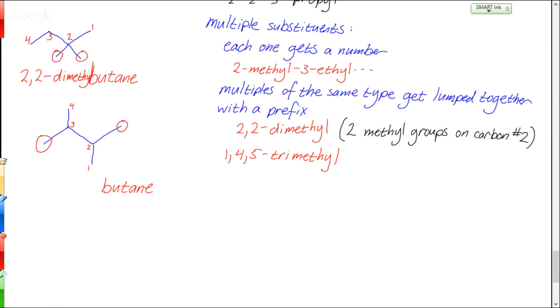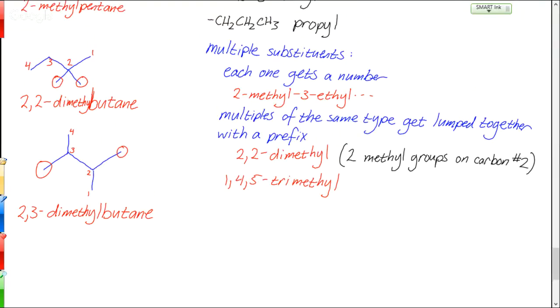And then our substituents are here and here, which is carbon number 2 and carbon number 3, coming off of 2 and coming off of 3. Those are both 1-carbon methyl groups. So that means that this is going to be a dimethylbutane, a butane with 2 methyl groups. And those methyl groups are coming off of 2 and 3. So that one differs from the one above only by the position of one of those methyl groups.